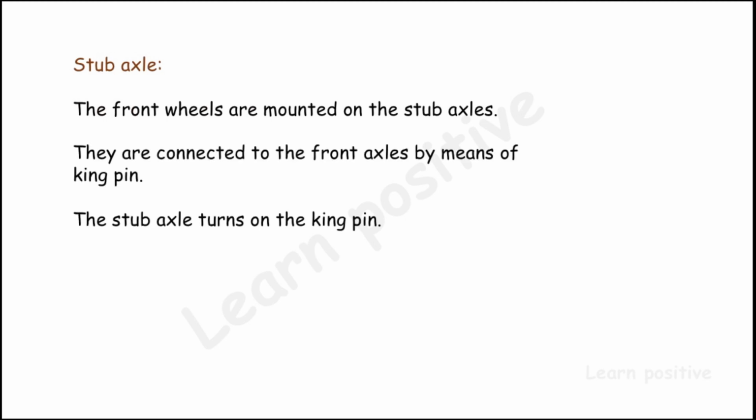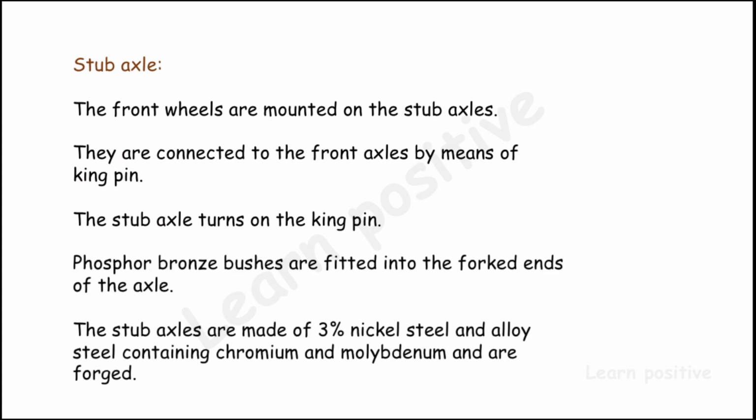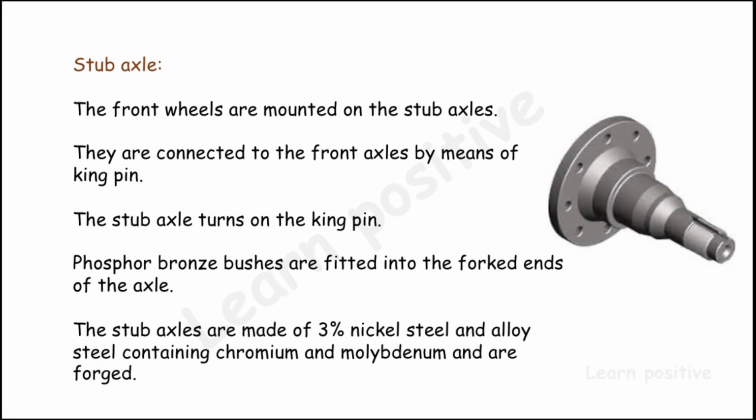The next one is the stub axle. The front wheels are mounted on the stub axles. They are connected to the front axle by means of the kingpin. The stub axle turns on the kingpin, and phosphor bronze bushes are fitted in the forked ends of the axle. The stub axles are made of 3% nickel steel and alloy steel containing chromium and molybdenum, and they are forged to form the stub axle.